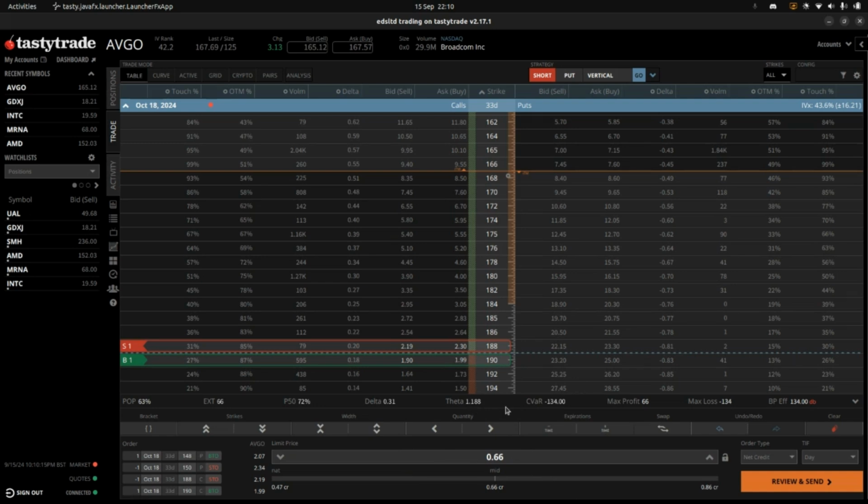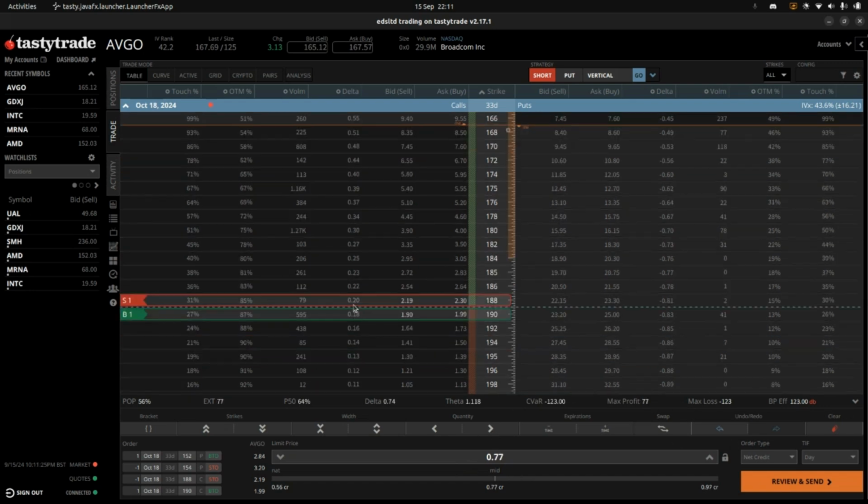So the more premium we collect up front, that offsets the $2. So let's just say, for example, if we collect 50 cents up front, $2 wide spread, well, now our max risk is going to be $150. It's $2 minus the 50 cents. What's left is 150. So the more premium we collect up front, the less buying power that's required.